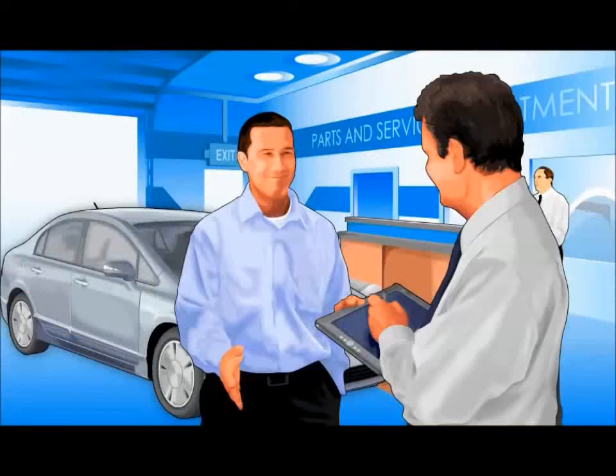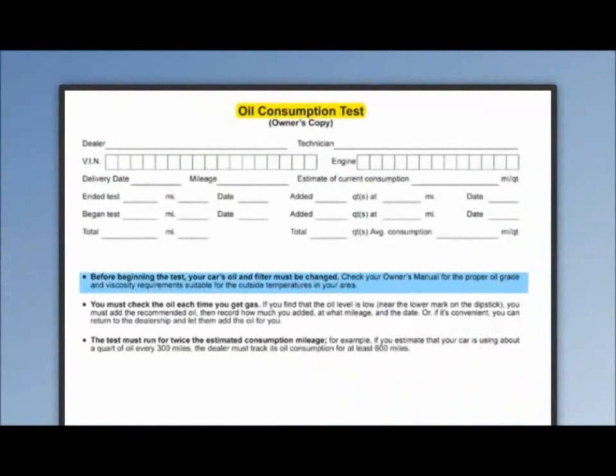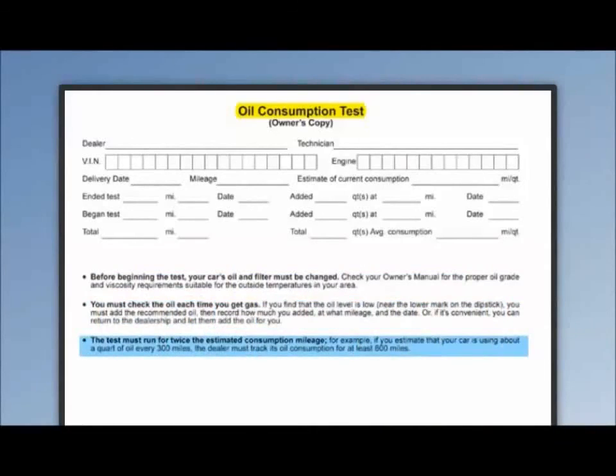When owners complain of excessive oil consumption without any visible leaks, use the job aid designed to track oil consumption. The test begins immediately after an oil service and asks the customer to record the amount of oil consumed during the testing period at each fuel fill. The test should track oil consumption for twice the estimated consumption mileage of the vehicle.